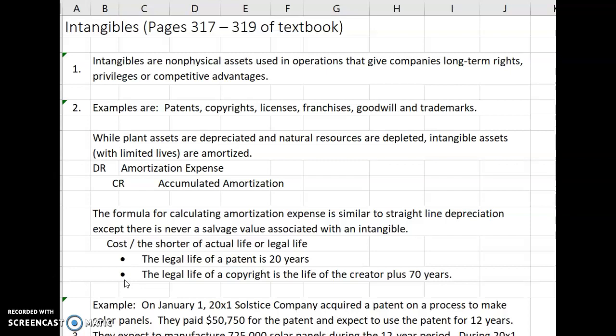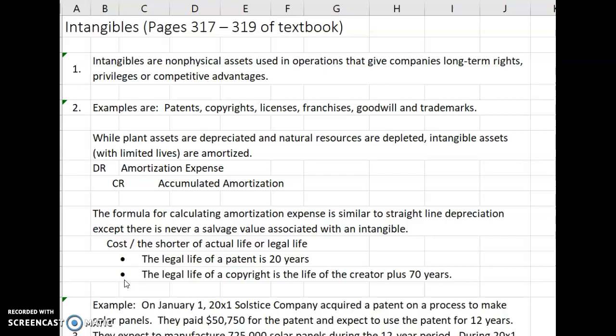While plant assets are depreciated and natural resources are depleted, intangible assets that have limited lives are amortized. And when we record the journal entry, it's debit amortization expense and credit accumulated amortization.